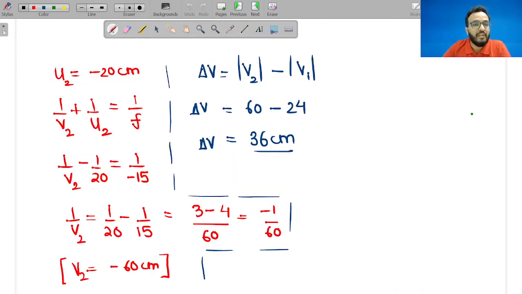Next is U2 is -20 centimeter. Again, you put the same. Similarly, you put the values, F is -15, U is -20. Put it in the mirror formula and finally get your result. And in this case, V2 is going to come out to be minus 60 centimeter, and if you take the difference, it will come out to be 36 centimeter. Are you understanding, students? Is this clear or not? Just let me know. In case you have any doubt regarding this, please ask in the chat box, on the comment section, I will definitely come there and answer.